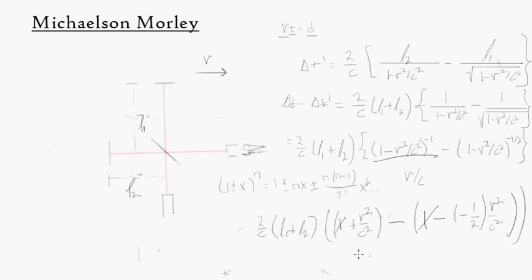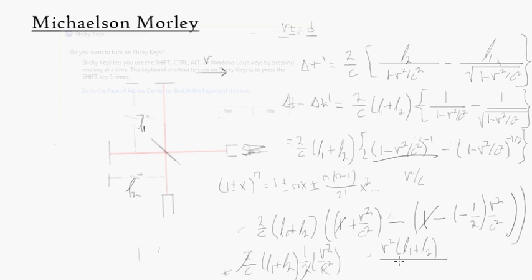And you're going to have x minus 1/2 x equals 1/2 x. x is v squared over c squared. Multiply that by the constant, so we have 2 over c times L1 plus L2 times 1/2 v squared over c squared. The 2's cancel out, and get rid of this. We're going to have our final expression here of v squared times L1 plus L2 divided by c cubed.